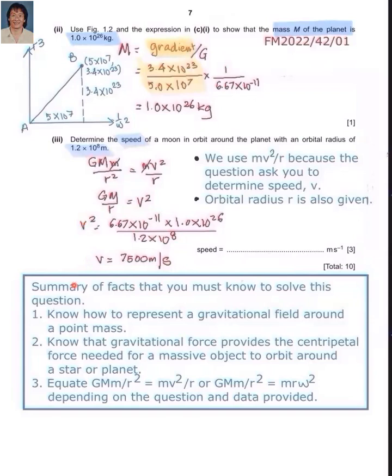Then this is a summary of the facts that you must know to solve this question. You must know how to represent a gravitational field around a point mass. Number 2, you must know that the gravitational force provides the centripetal force needed for a massive object to orbit around a star or a planet. Then you equate the gravitational force, which is GMm over r squared, equals mv squared over r, or GMm over r squared equals mr omega squared, depending on the question and the data provided.